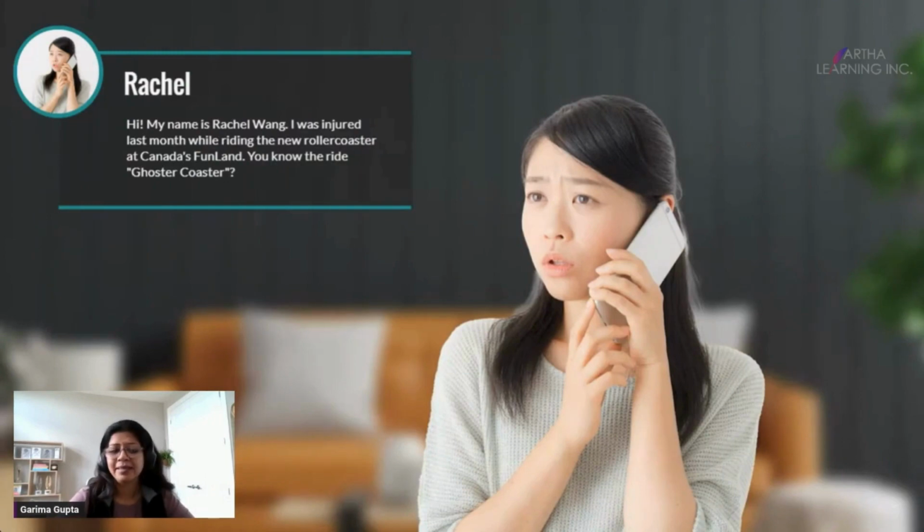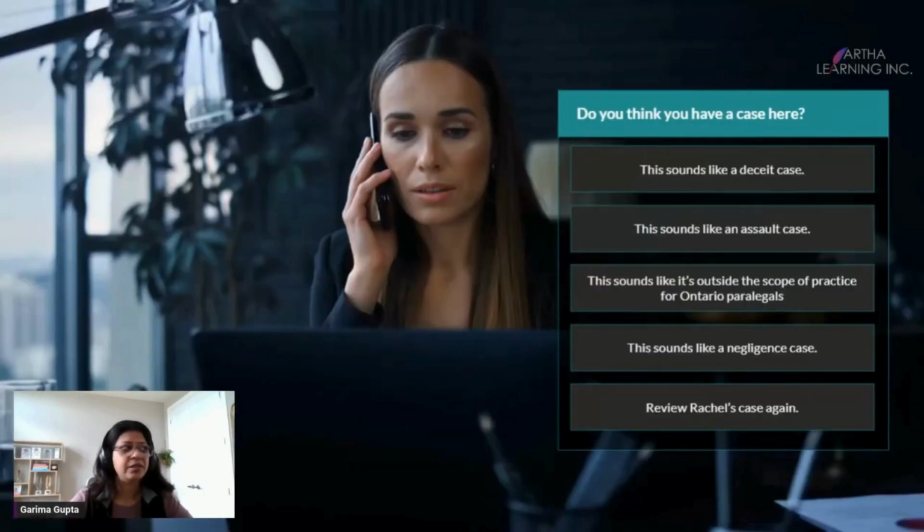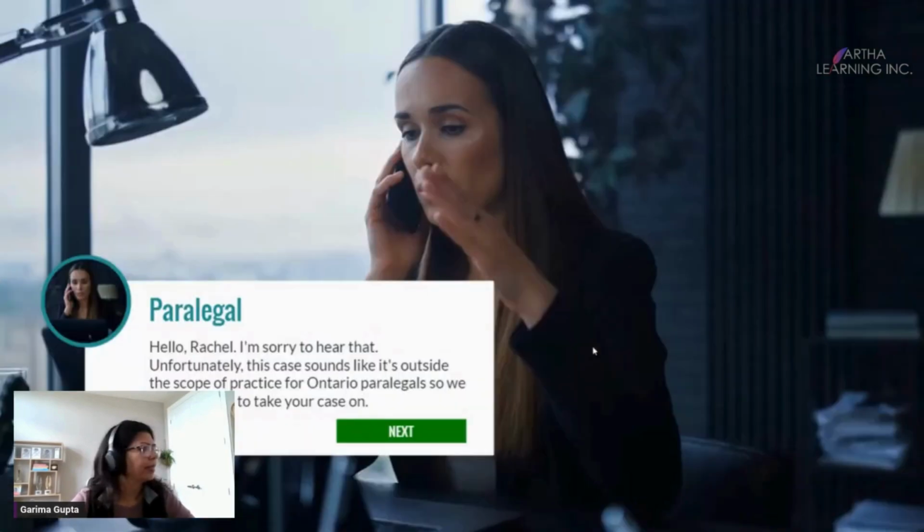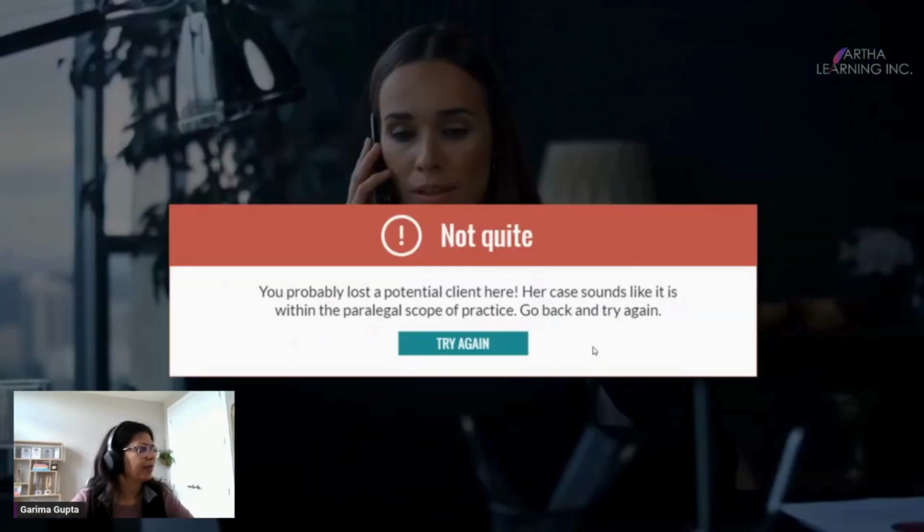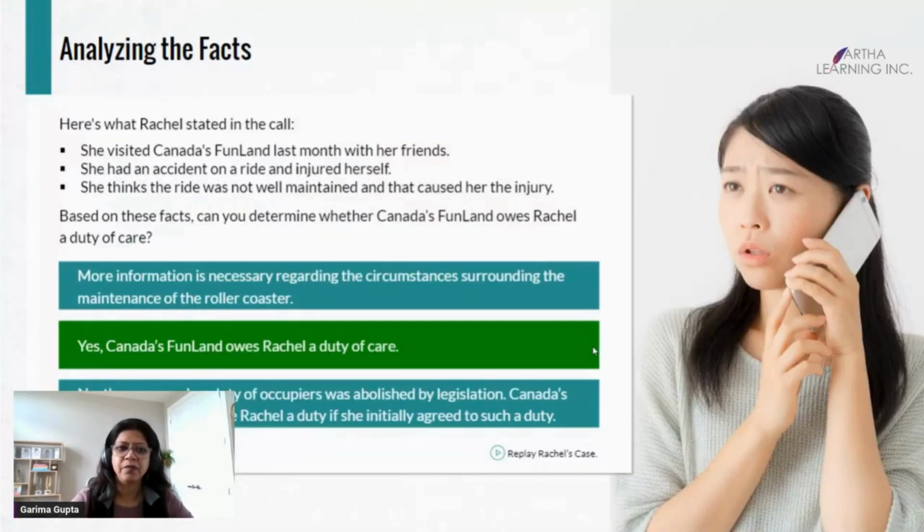So in this, it starts with a prospective client calling you, telling you about her situation. And as the paralegal, you are then making decisions, right? You make a choice, you could make a wrong choice, you could make a right choice. You will get feedback based on that. As you pick something, you get some information, you move on. And as you move from step one to step two, you get some more information.